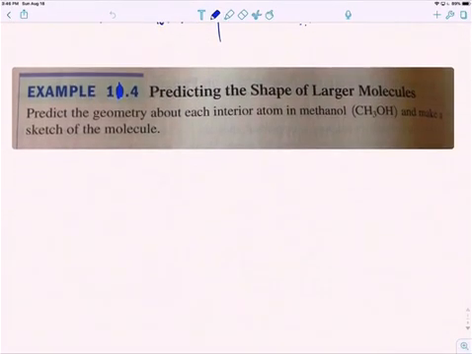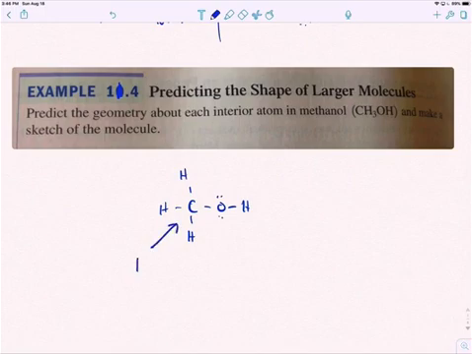So let's predict the shape of a larger molecule. So methanol, and it's already written as CH3OH. I mean, it's already written as the electronic structure. So each interior atom has 4 things. It's tetrahedral. If you look at the carbon atom, it has a hydrogen, another hydrogen, another hydrogen, and an oxygen atom attached to it. Those are 4 things. Now, the oxygen atom has 2 bonding, 2 lone pairs. So tetrahedral here, and it's a bent structure here, at least molecular geometry that way. And there's a sketch of the molecule.